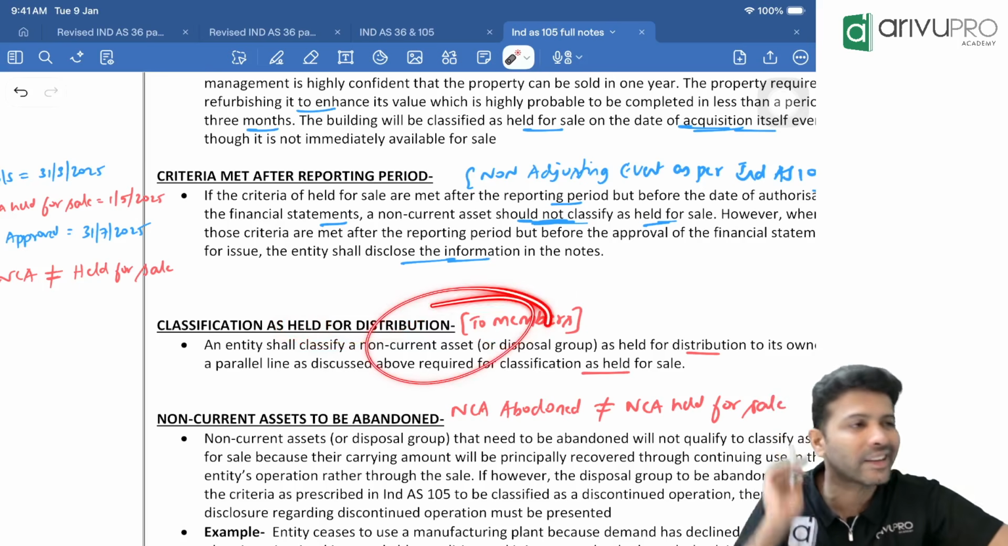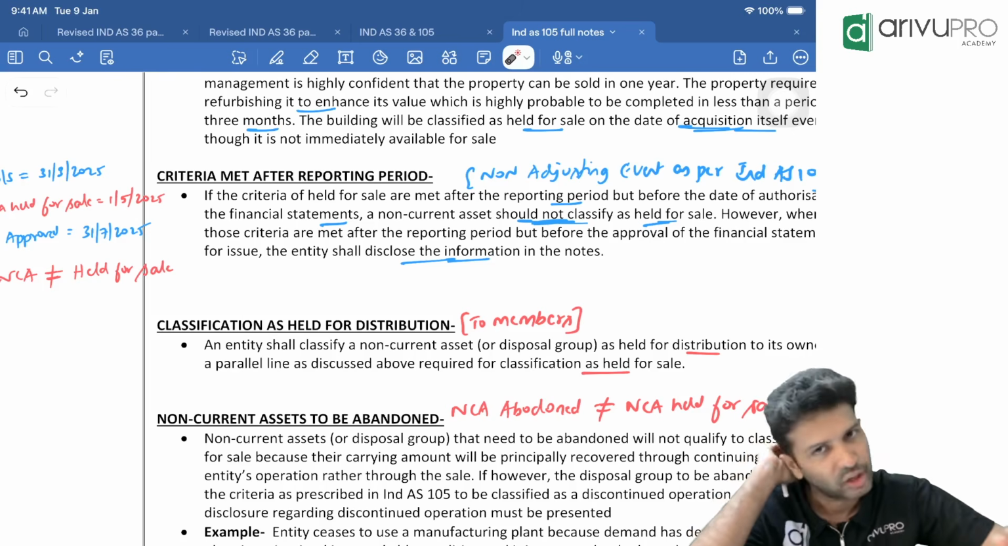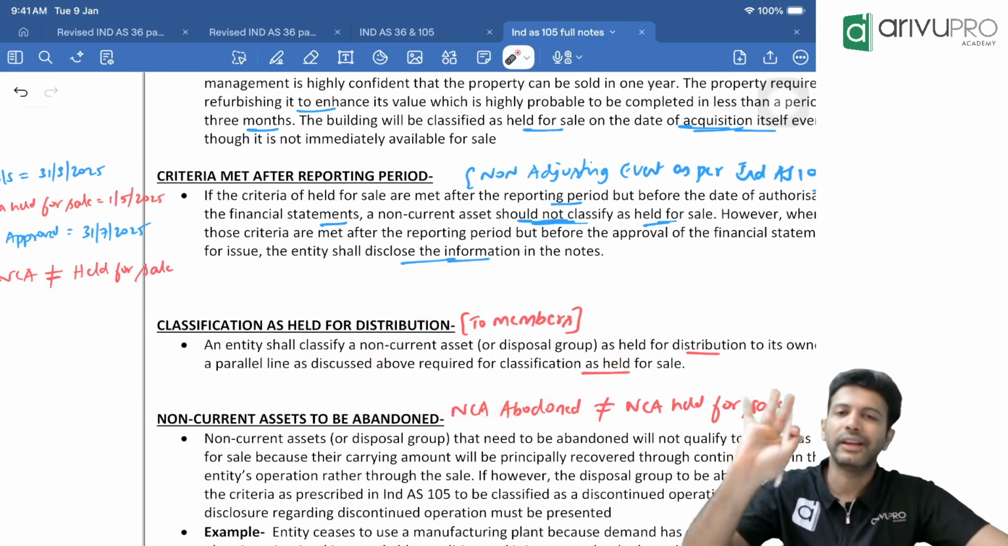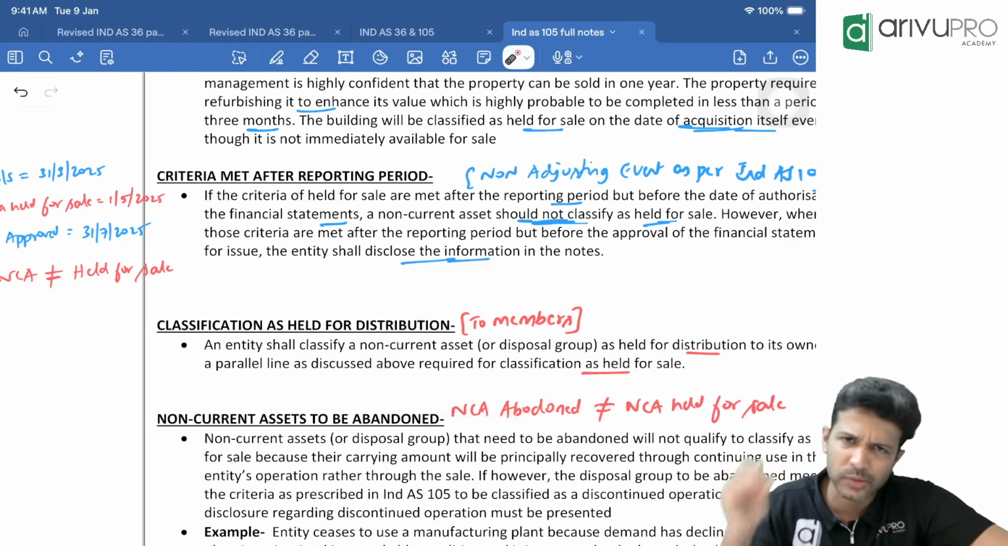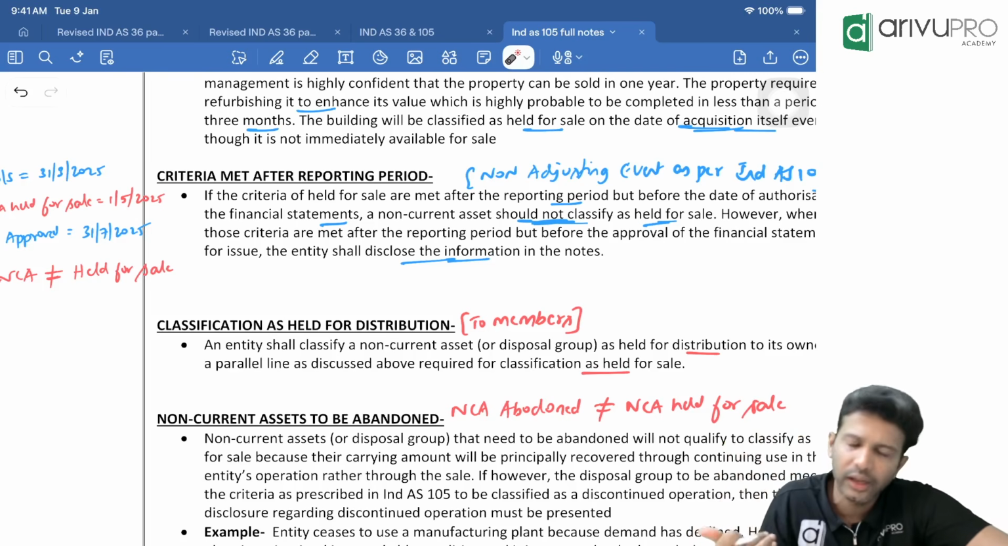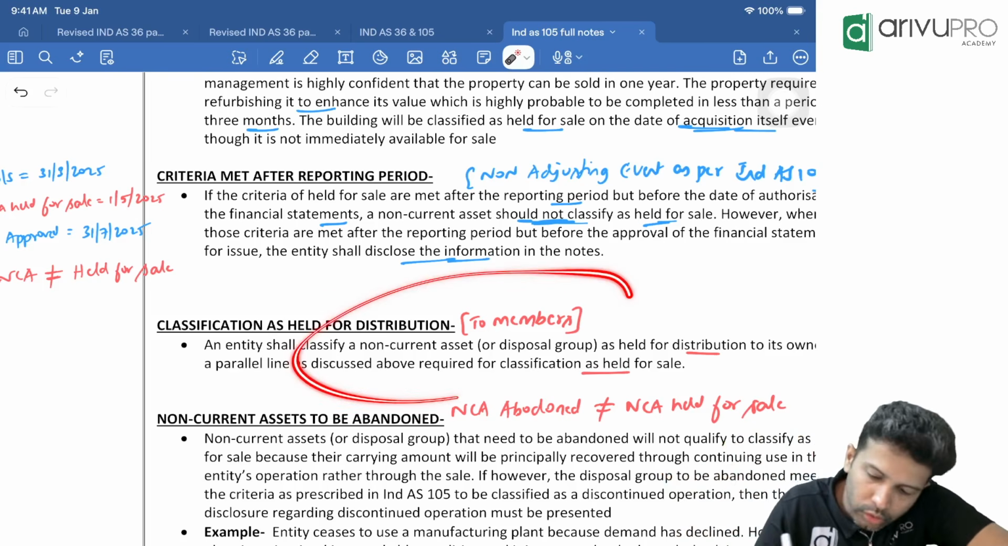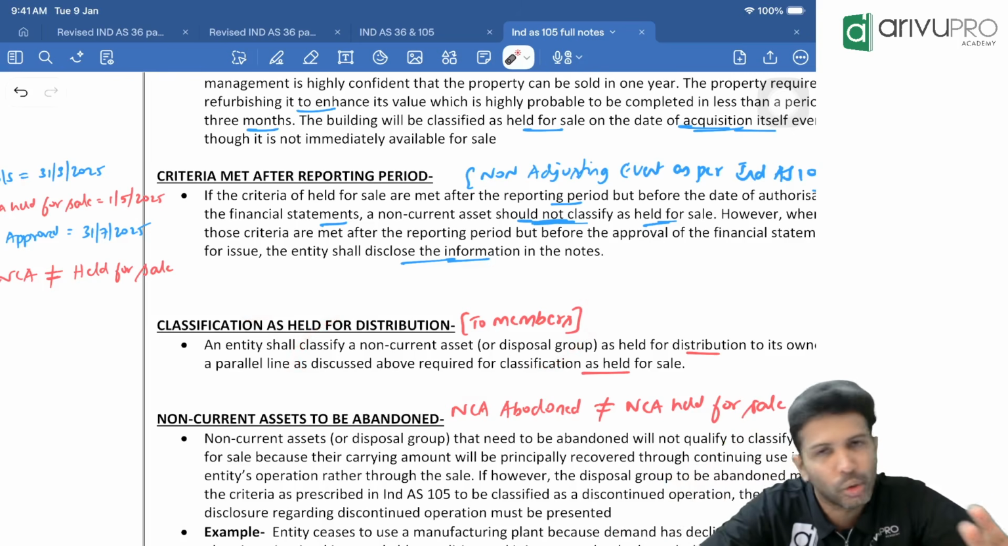That will also attract Ind AS 105's provision. Okay, that's what. Yes, for this also Ind AS 105 will apply. Same provisions, valuations, recognition, disclosure, everything. Whatever we are learning, the same thing will hold good for this particular setup also. Absolutely no change.